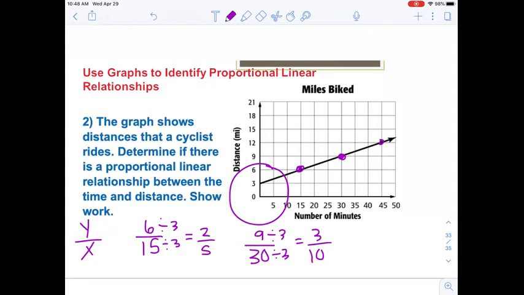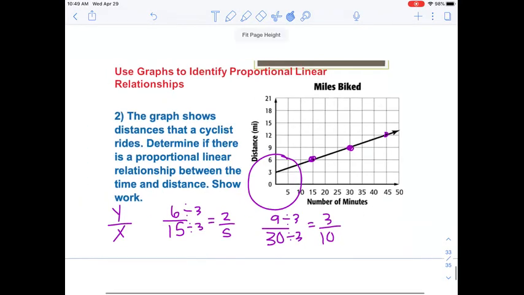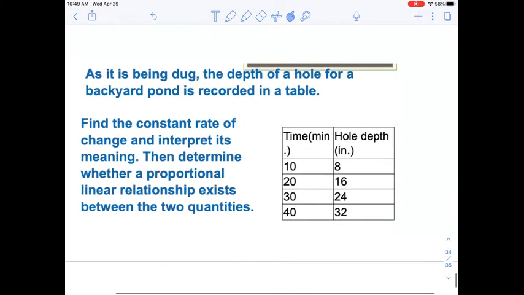So there's the two ways to tell. Look at the graph, check the ratios. If the ratios are all the same and the graph goes through the origin, it's proportional. If the ratios are different and the graph does not go through the origin, it's not proportional.